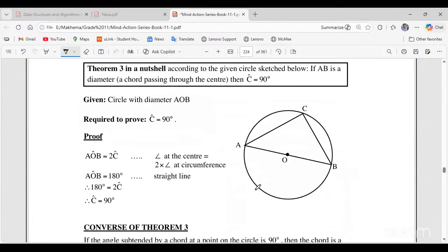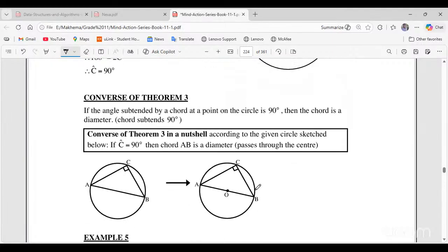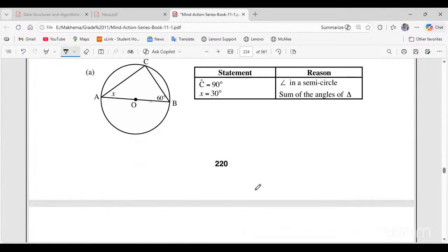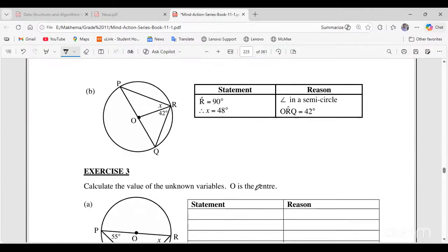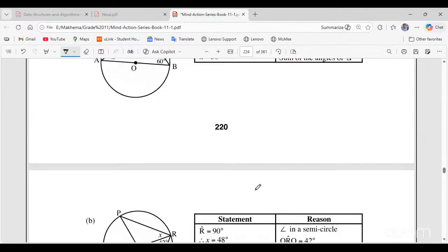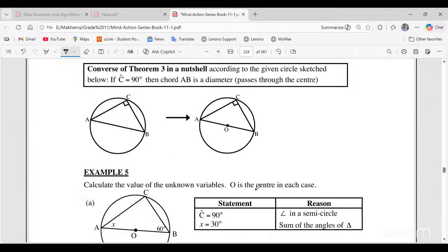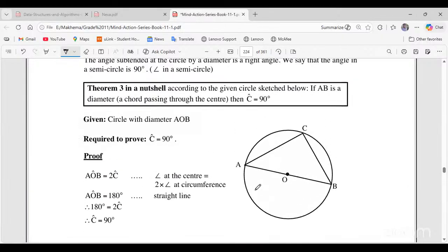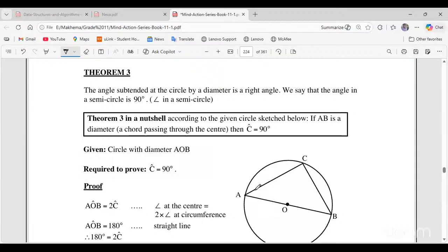I love this theorem, guys. So please pay attention in this theorem. Hey, it doesn't have an example. Now, in theorem 3, they say the angle subtended at the circle by the diameter is a right angle. We say that the angle in a semicircle is 90 degrees.